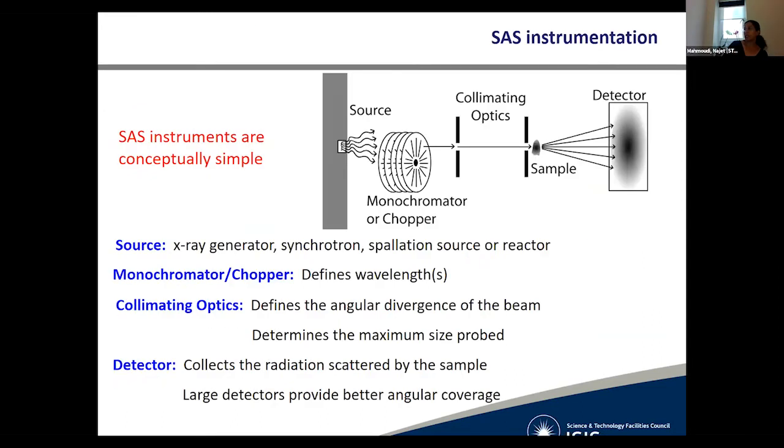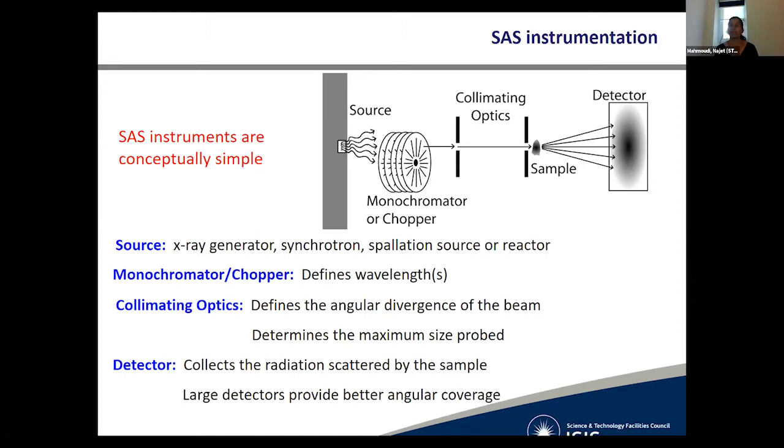From an instrumentation point of view, SAS instruments are conceptually quite simple. All you need is the source. For X-rays, it's usually either an X-ray generator or a synchrotron. For neutrons, it's usually a spallation source or reactor. While X-rays can be done in the lab, where you can have a bench SAXS kit, for neutrons, for now, we don't have SANS bench kits. You need to go to a large scale facility.